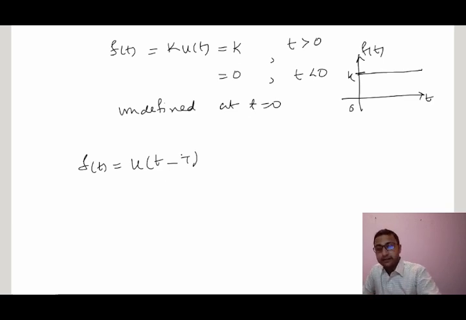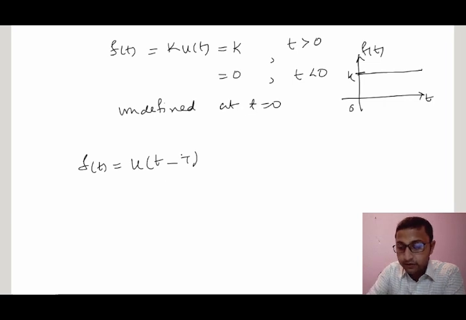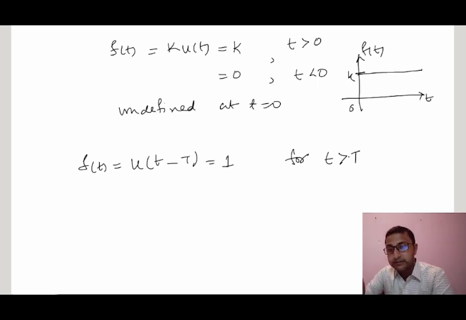So u(t) minus capital T, capital T seconds later. This is called the unit step signal with a phase shift or delayed signal. So that is equal to 1 for t greater than capital T, because the signal does not start from 0, it will start from capital T seconds. There is a delay.